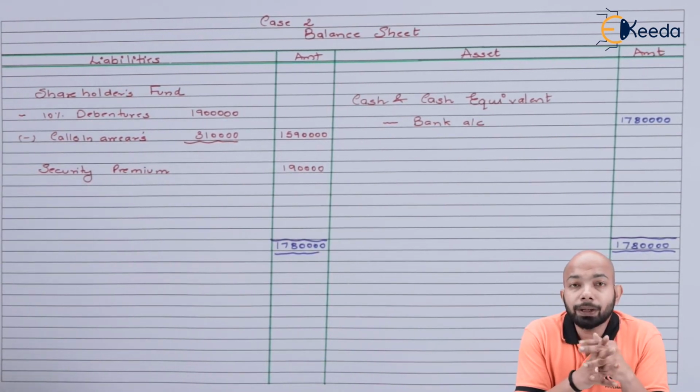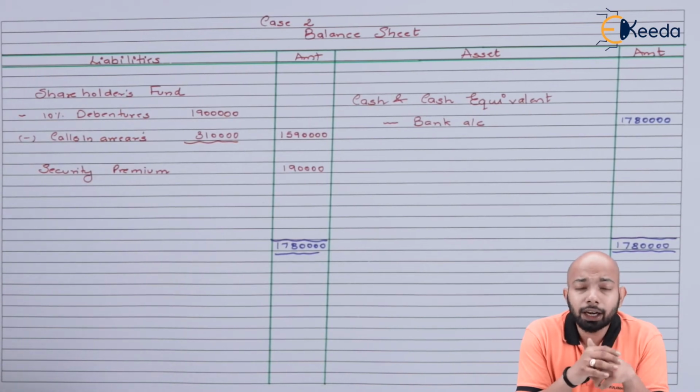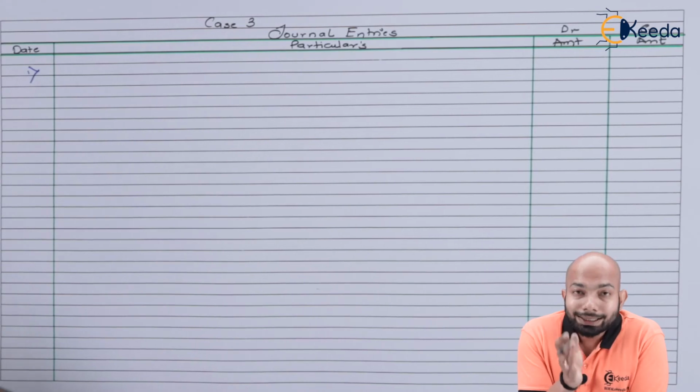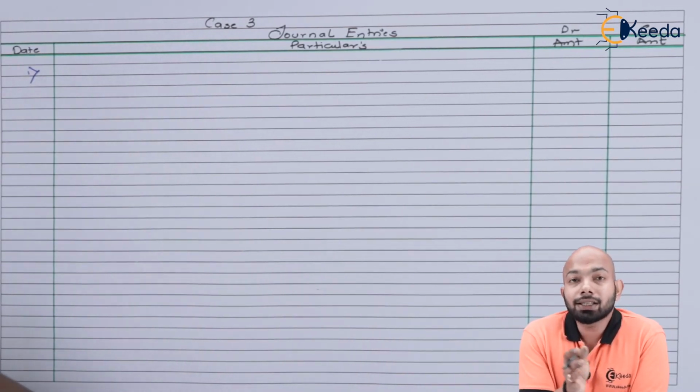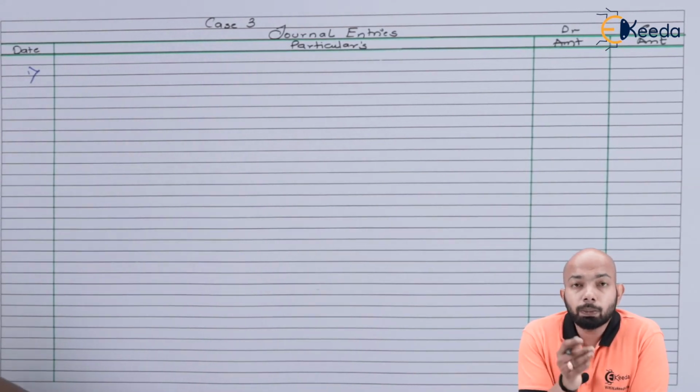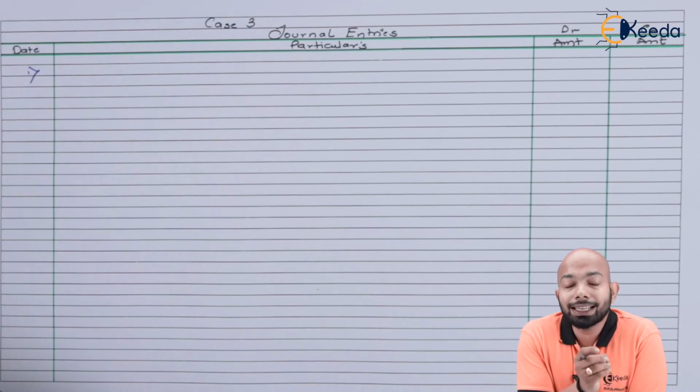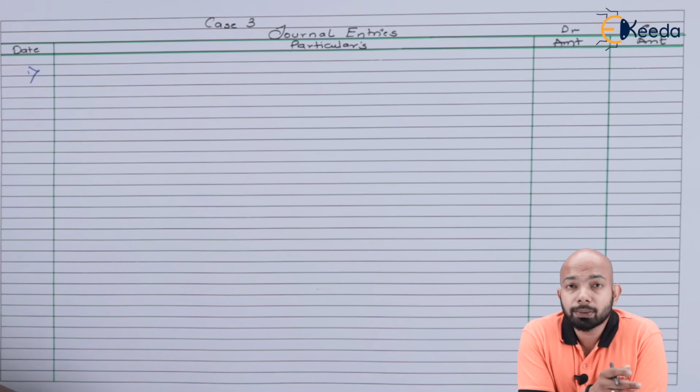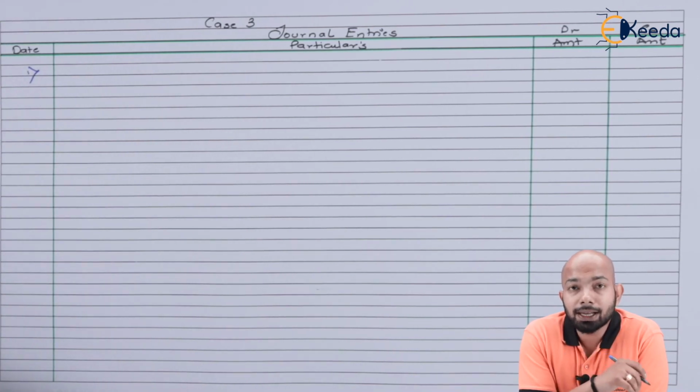Now it's time to prepare the case 3 details. So let's start with the journal entries of case 3 first. Now, as we know that this entry, or rather this case, refers to oversubscription, so we'll pass the entry according to that. The first thing that we are doing here is that this is a discount case and there is an oversubscription. So first will be 20,000 applications that we received. We'll take the application money first. So let's pass that entry now.